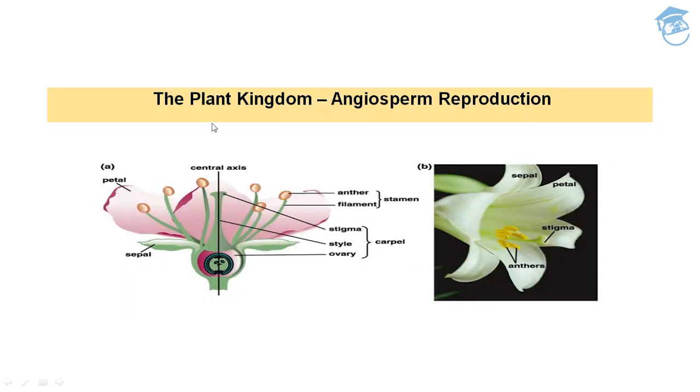See, this is angiosperm reproduction. This is the female reproductive part. This is the male reproductive part, which is called the stamen. This is the anther, and this is the filament. This is the central axis. This is the sepal. This is the petal, which is the colored part.